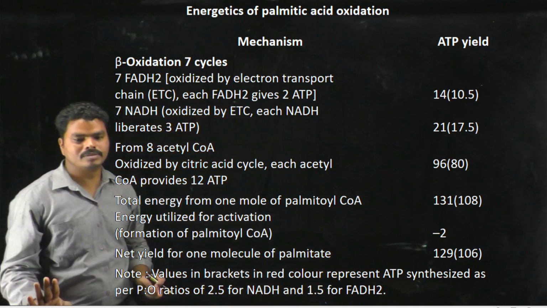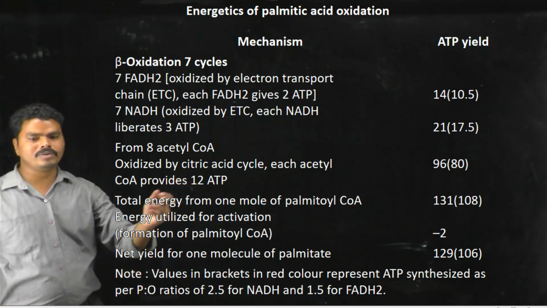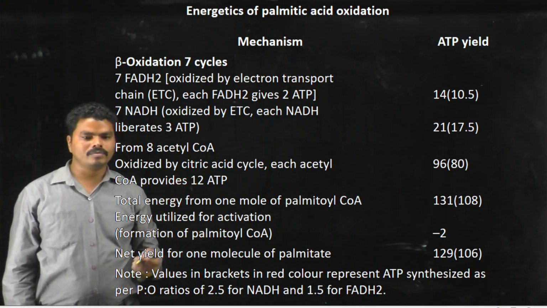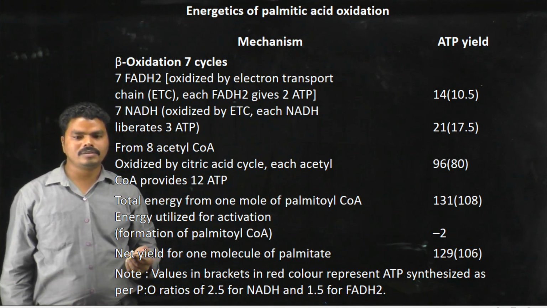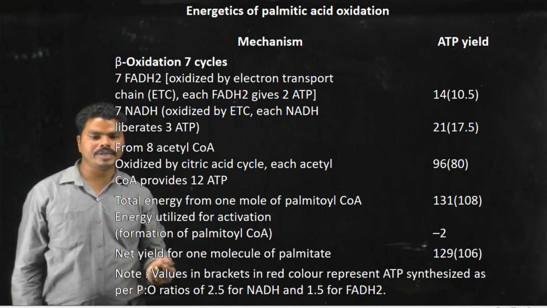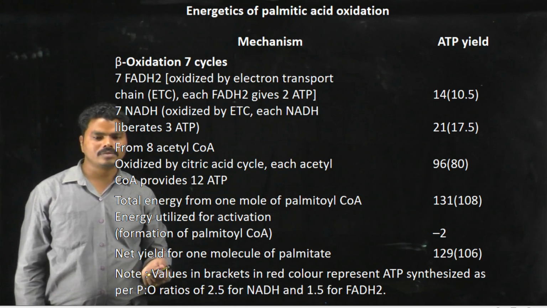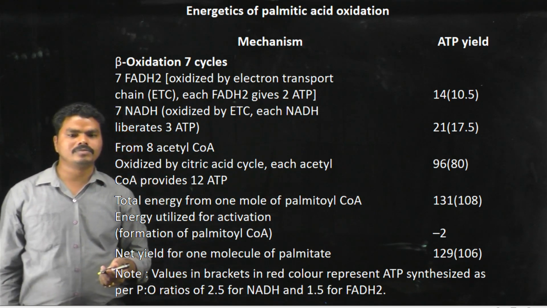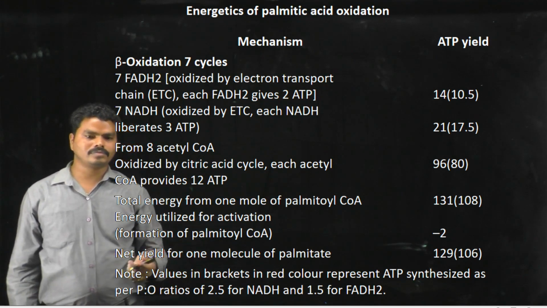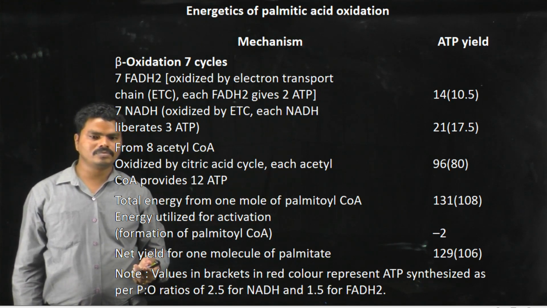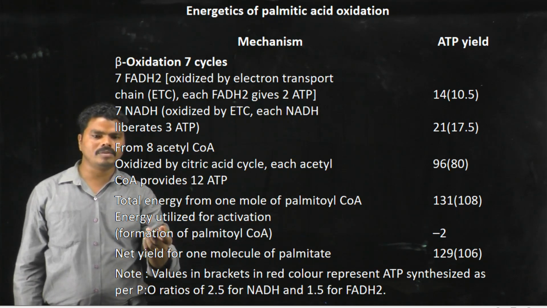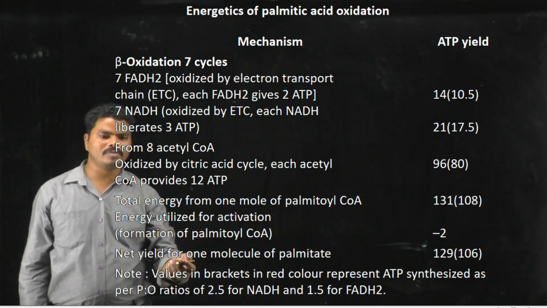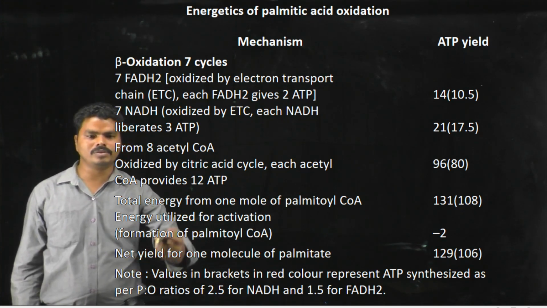The bracket values are the ATPs synthesized as per the P/O ratio, a P/O ratio of 2.5 for NADH and 1.5 for FADH2. So that shows how much ATP is produced by FADH2 and how much by NADH. That is, the P/O ratio values are given in the brackets.